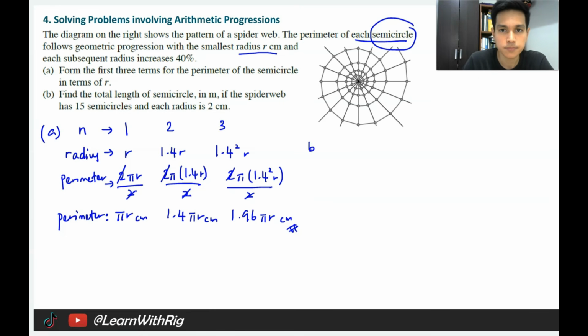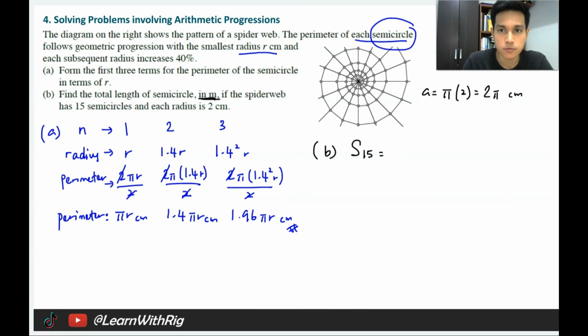Now question B. Question B, find the total length of semicircle in meters. Okay, in meters. If the spider web has 15 semicircle, each radius is 2 cm. So in other words, they want you to find the sum, right? The total length. So that means sum of the 15 terms. Okay, but before that, we have to know what's the A value. Since they said radius equals to 2 cm, so A value should be equals to pi R, right? So pi times 2 equals to 2 pi cm.